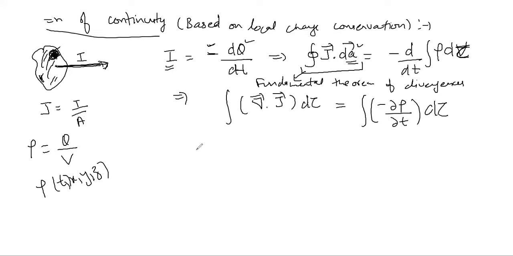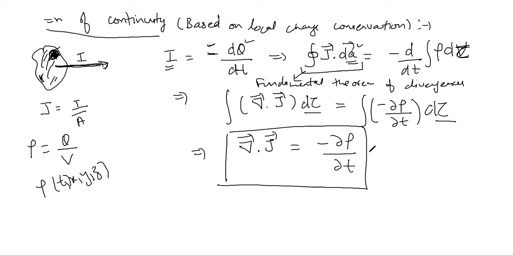Now from here, you are integrating it over d tau. That means your del dot J is equal to minus curly rho by curly t. This is basically your equation of continuity, which is based on the principle of local charge conservation, which basically states that if current is flowing in a circuit, that means charge is being depleted somewhere. Otherwise, there is no chance that a current might be flowing in the circuit.